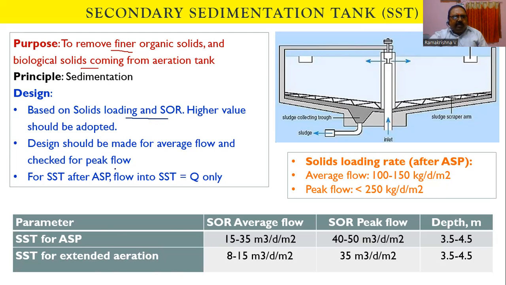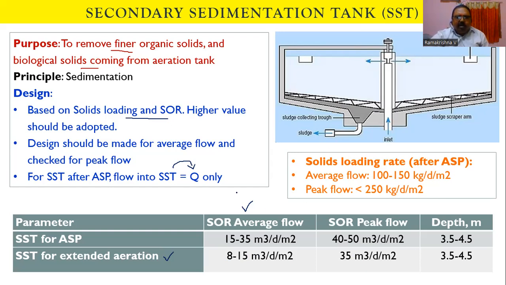And as I already mentioned, for the secondary sedimentation tank after the activated sludge process, the flow rate for design is based only on the initial flow rate Q. The parameters of design you see here: SST after ASP, the average flow SOR is around 15 to 35 meters per day, and for peak flow, the SOR should not be more than 50 meters per day, 40 to 50, and depth should be around 3.5 to 4.5. If the secondary sedimentation tank is provided for extended aeration, then slightly different, lower values are adopted: 8 to 15 meters per day for average flow, not more than 35 meters per day for peak flow, and depth remains the same.